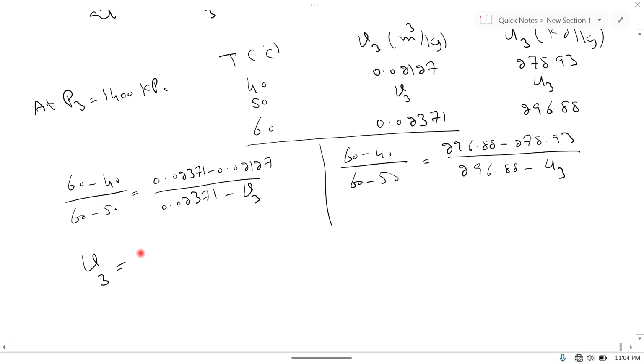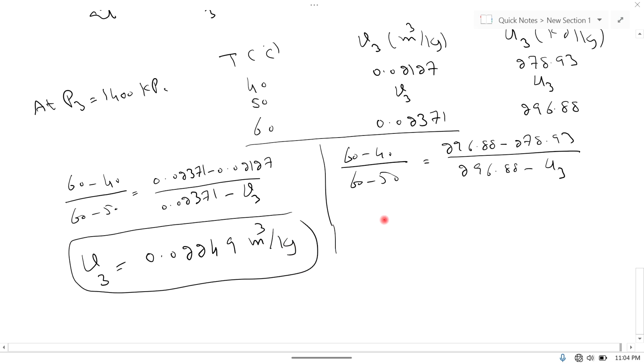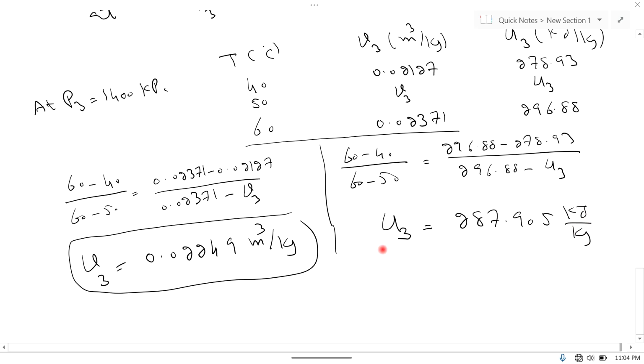So if we calculate U3 and V3, V3 is equal to 0.02249 meter cube per kg, and U3, simplifying this value, is equal to 287.905 kilojoule per kg.